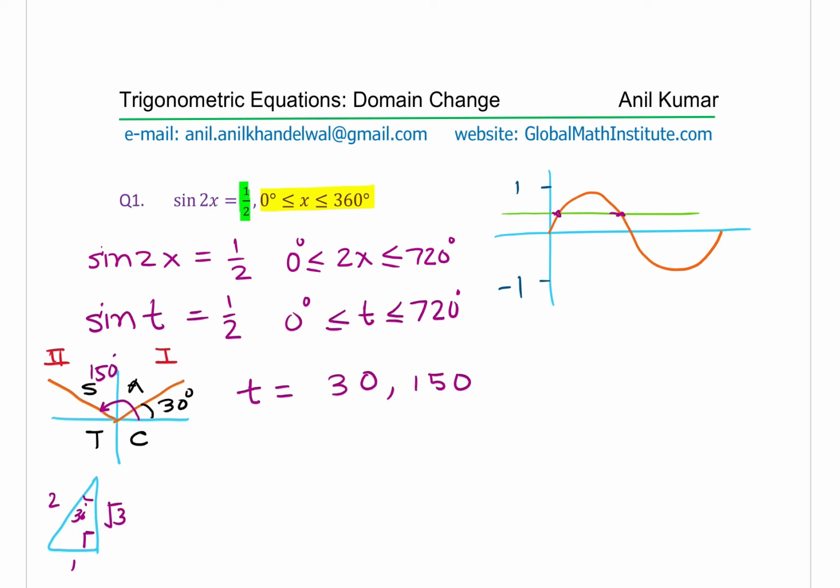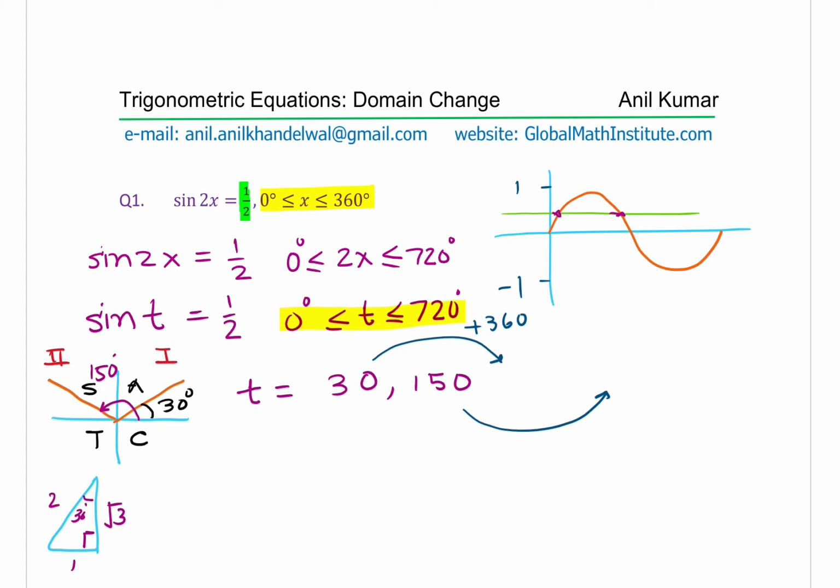But see what has happened. We have extended the domain. The domain has changed from 0 to 360 to 0 to 720. Now, the period of the sine function is 360, so we could add 360 to this. If I add 360 to this, I get the next value. And I can also add 360 to 150 to get another value.